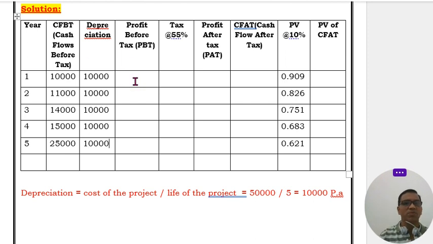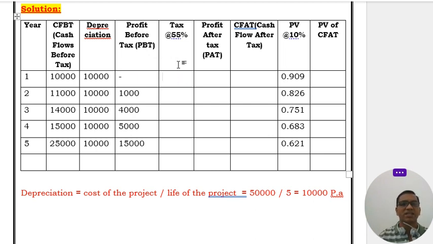So now profit before tax. How will you get profit before tax? CFBT, cash flow before tax, minus depreciation. 10,000 minus 10,000, nil. 11,000 minus 10,000, 1,000. 14,000 minus 10,000, 4,000. 15,000 minus 10,000, 5,000. 25,000 minus 10,000, 15,000.